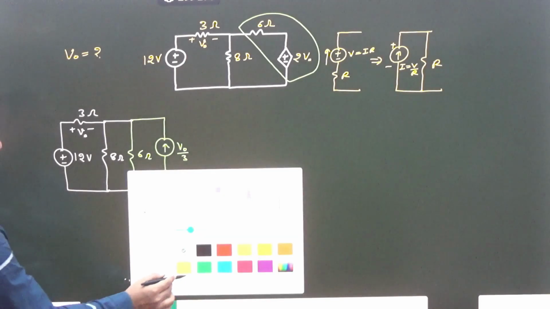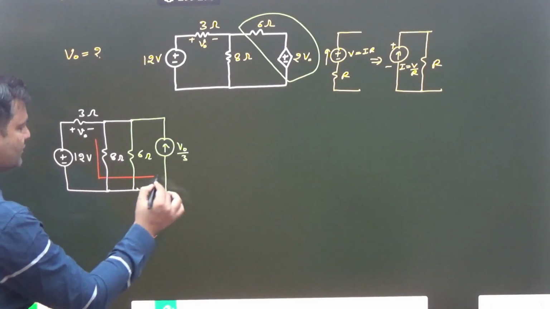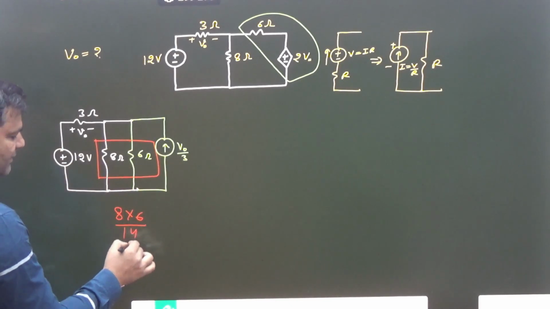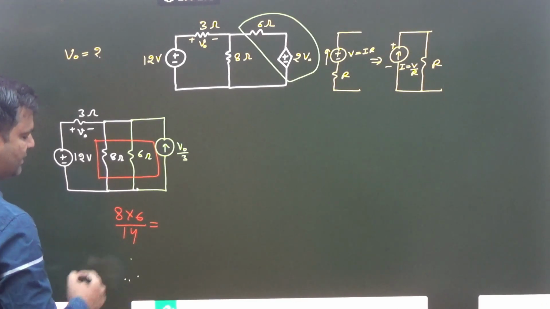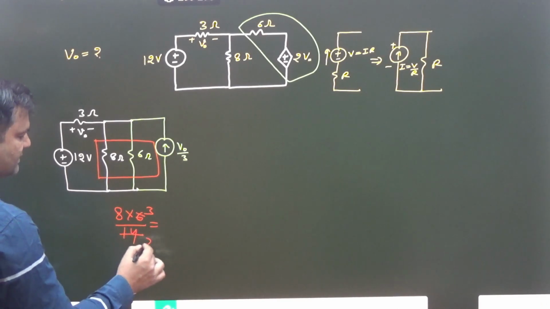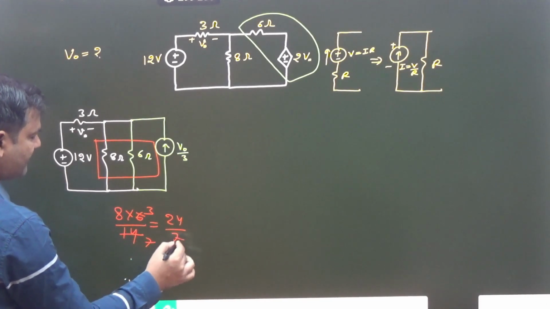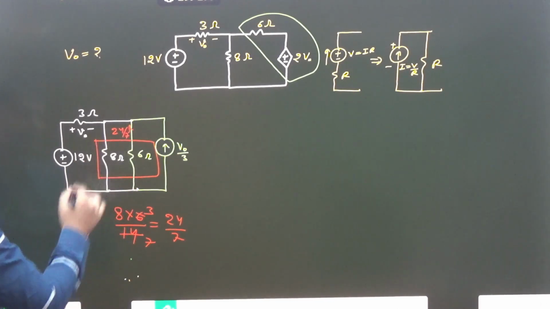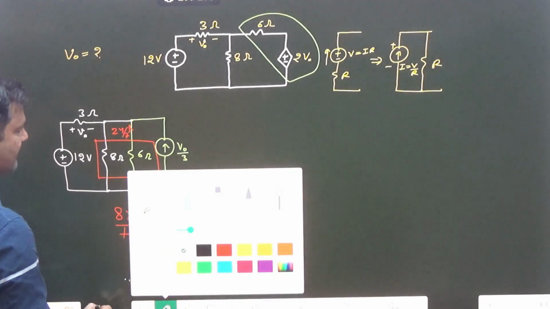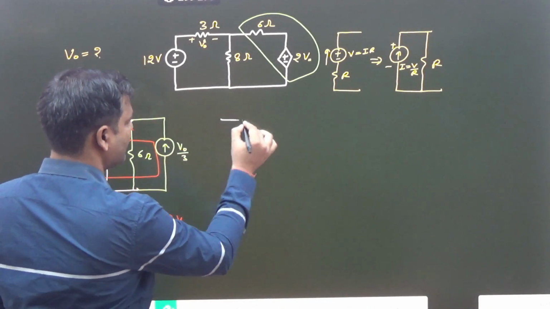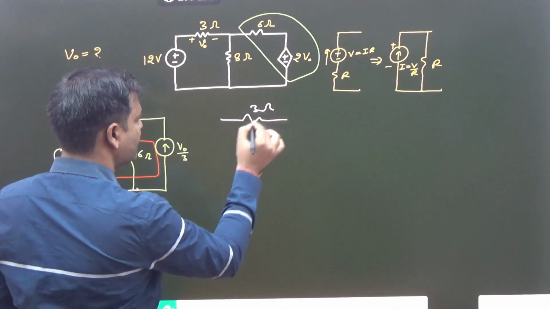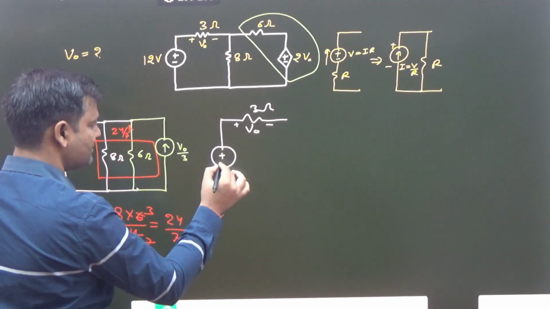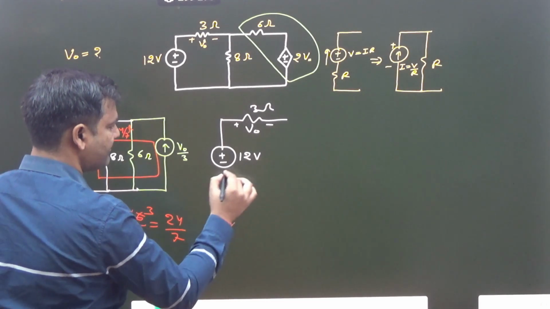After that, if you see very carefully, these two are parallel. So the combination of these two is 8 into 6 divided by 14. How much? That is 3, that is 7, that is 24 divided by 7. So that is 24 by 7 ohm, the combination of these two. Okay. So make here that one is 3 ohm, here V naught, and that one is plus minus 12 volt.